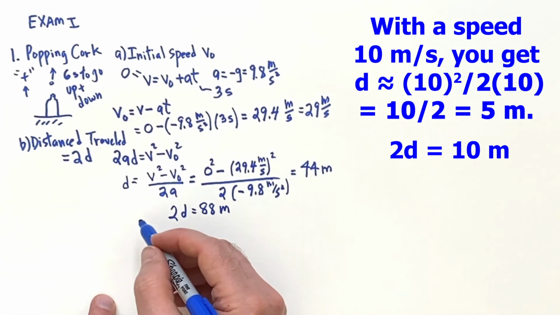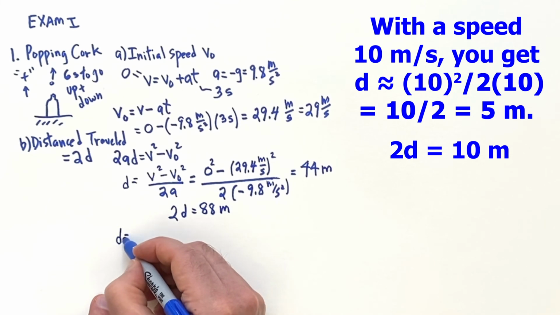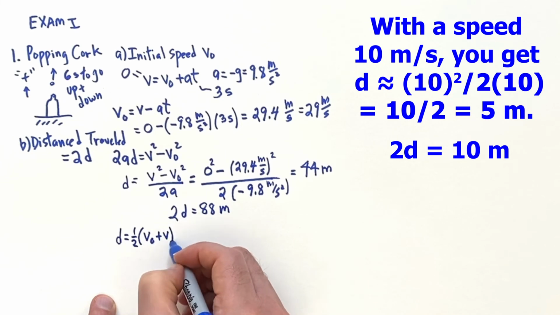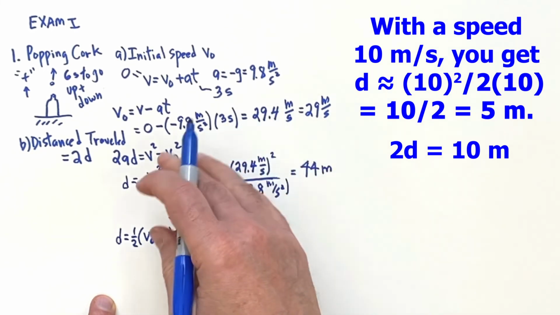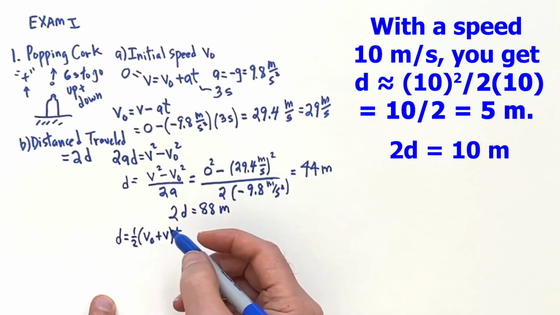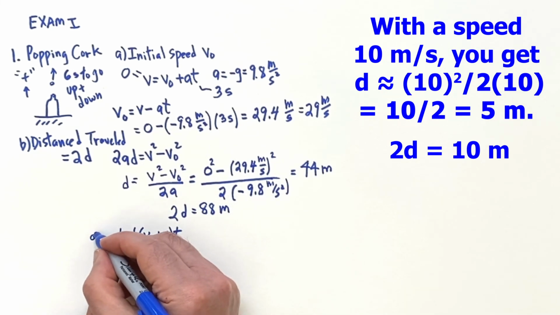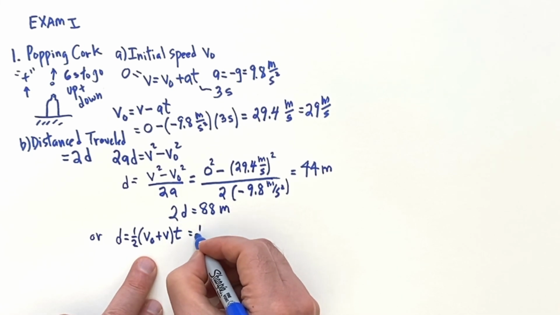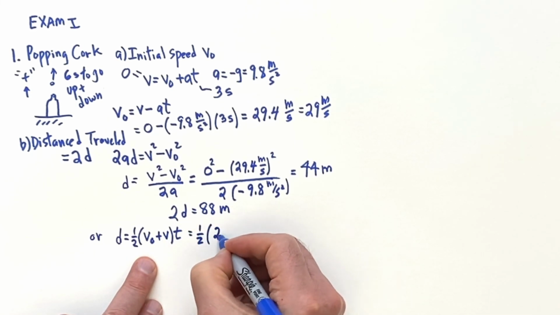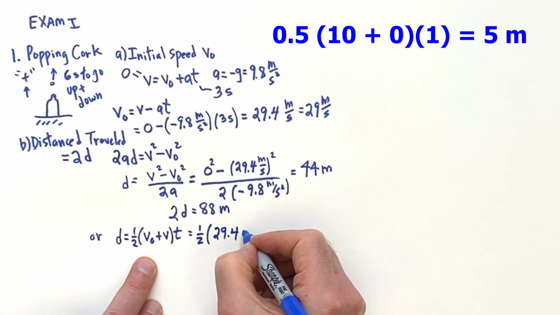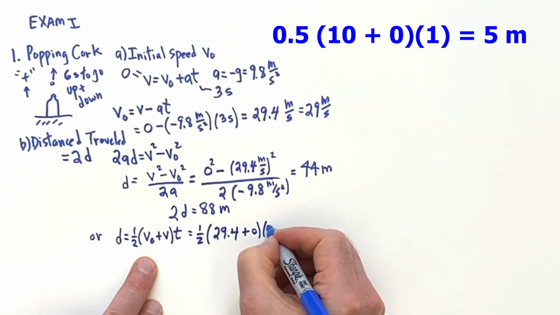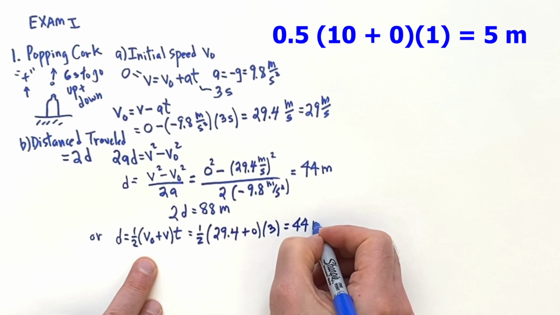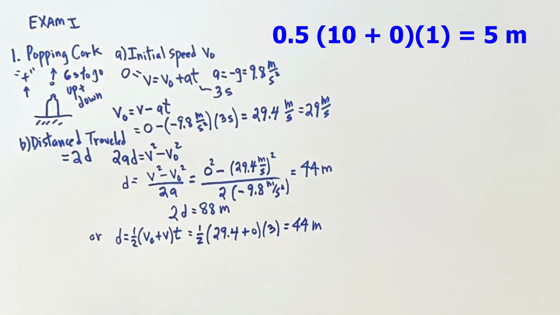Notice that you could also use this equation. D is 1/2 V naught plus V, the average. Now we're finished. I mean, if we're taking an exam, we're not going to do it 2 ways, but I'm just showing you here you could have done this. When I was preparing the solutions, I showed this way also. This is 1/2 29.4 plus 0 times the 3 seconds, and you get the 44 meters that way also. Okay.